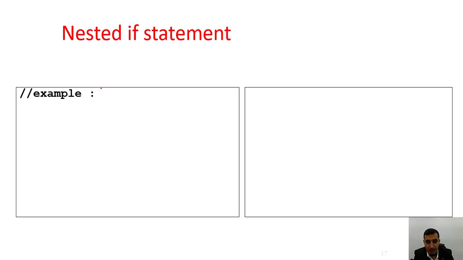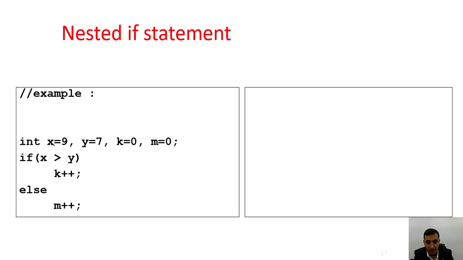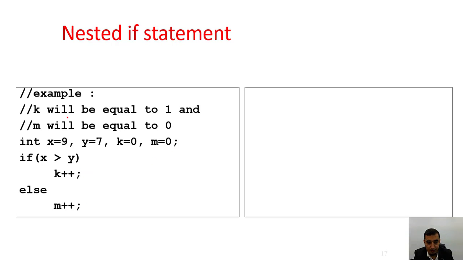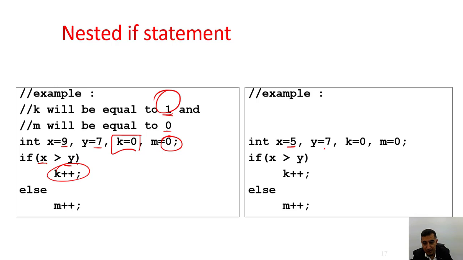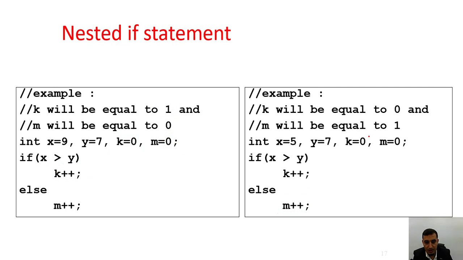The nested if statements is another example over here. x is equal to 9, y is equal to 7, k is equal to 0, m is equal to 0. What is the output over here? k will be equal to 1 and m is equal to 0. So is x greater than y? Yes. So k will be incremented. So k will be 1 and m will be 0. The next one over here, is x greater than y? No, sorry. So we are going to increment m. So m will be 1 and k will be 0.